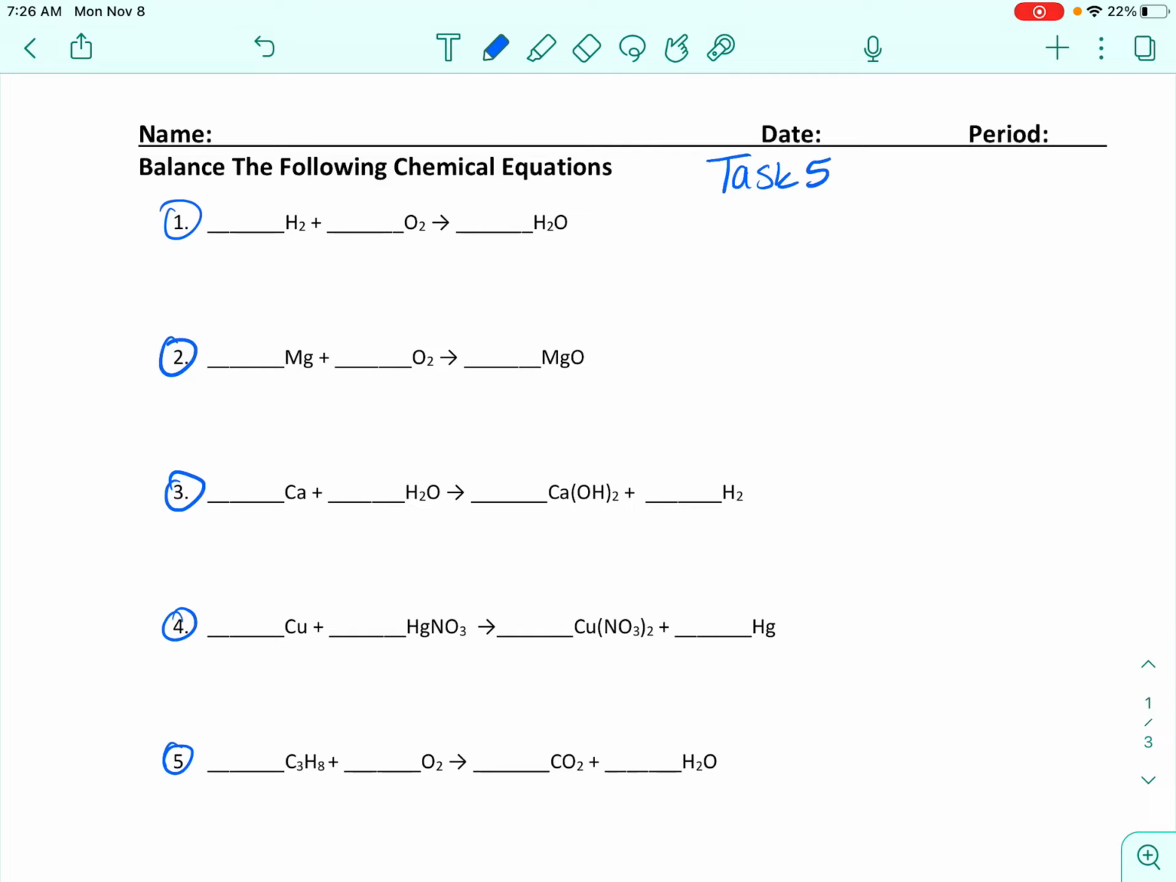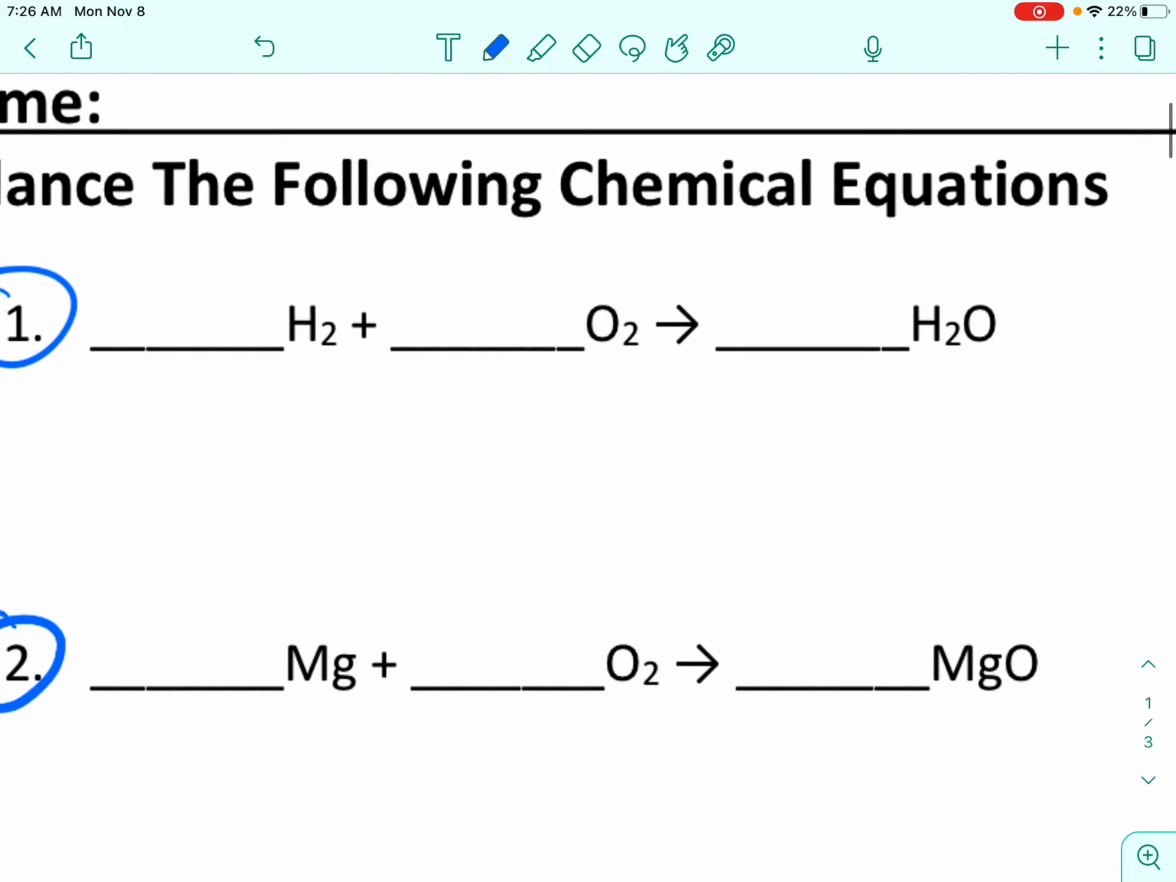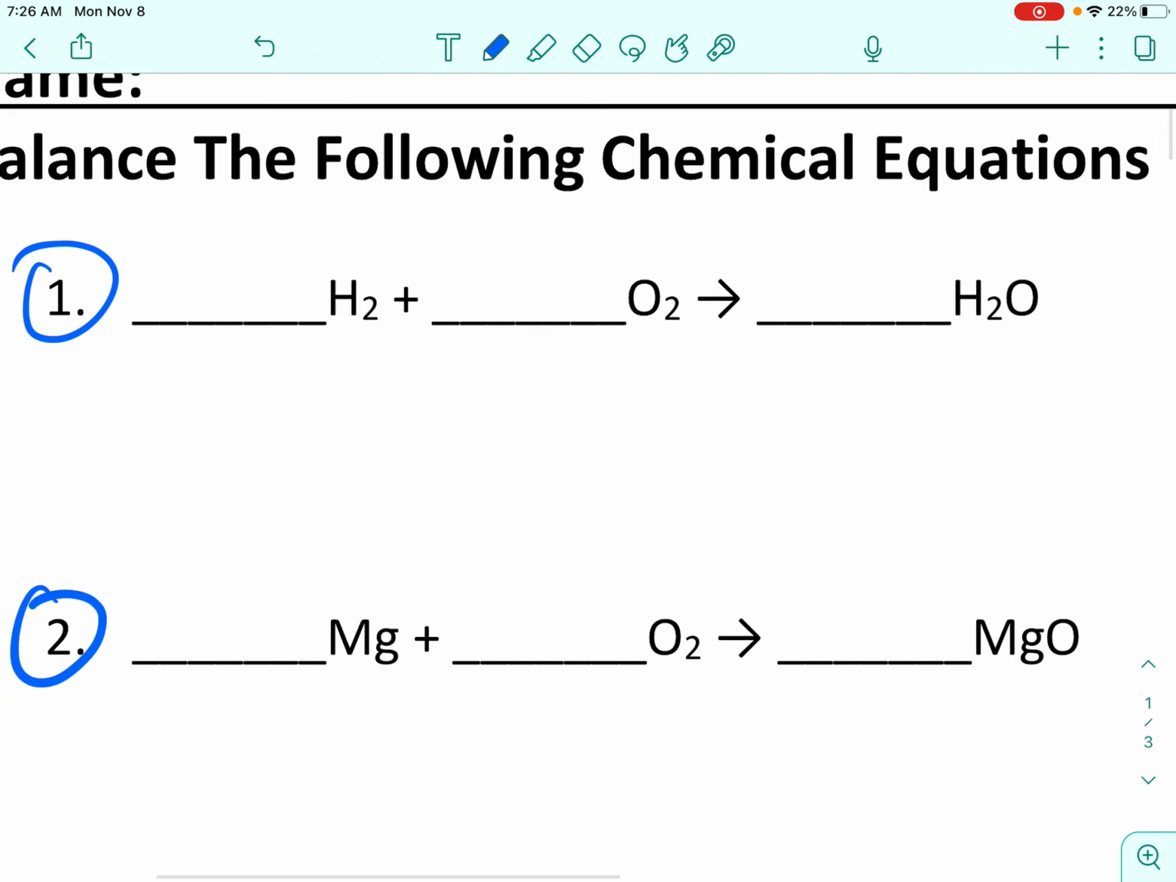The first one I'm going to show you is a way that you may have learned it as a freshman if you had Miss Baker. So let me go over that first. I'm going to do the first 5 with you. Okay, so let me show you this way real quick with number 1.